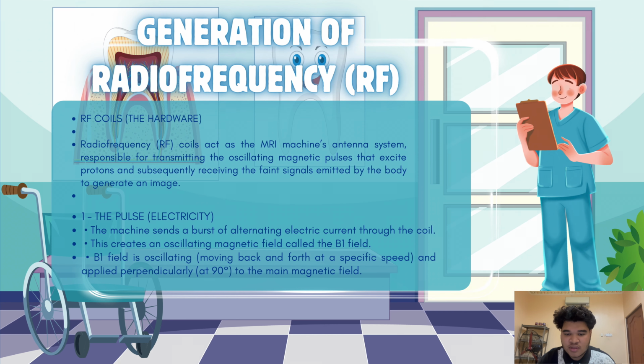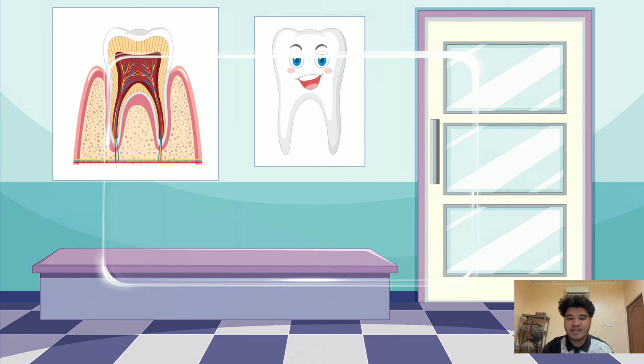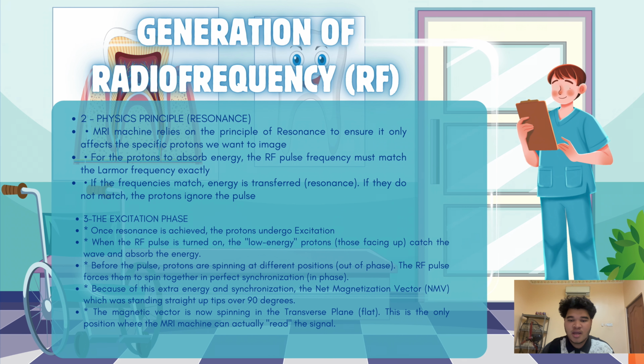The B1 field is oscillating, moving back and forth at a specific speed and applied perpendicularly, at 90 degrees, to the main magnetic field. Second, physics principle, resonance. The MRI machine relies on the principle of resonance to ensure it will only affect the specific proton we want to image. For the proton to absorb energy, the RF pulse frequency must match the Larmor frequency exactly. If the frequency matches, energy is transferred, resonant. If they do not match, the proton ignores the pulse.